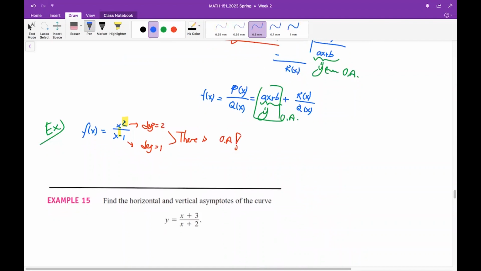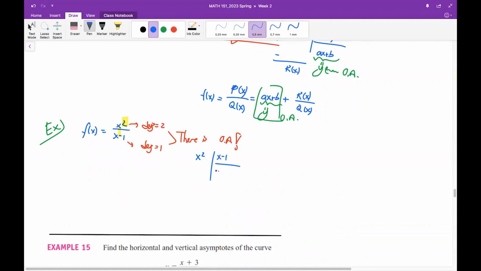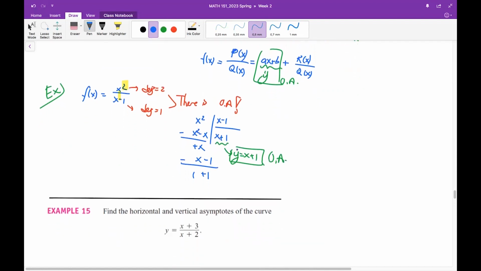How to find it? I will perform this polynomial division quickly. x minus 1, I will multiply by x, subtract, and then I have x. I need to multiply x minus 1 by plus 1, like this, subtract. Okay, the division algorithm is over because I obtained this remainder. Then what you see here is the equation of your oblique asymptote. And let me also rewrite this function by looking at the result of this polynomial division.